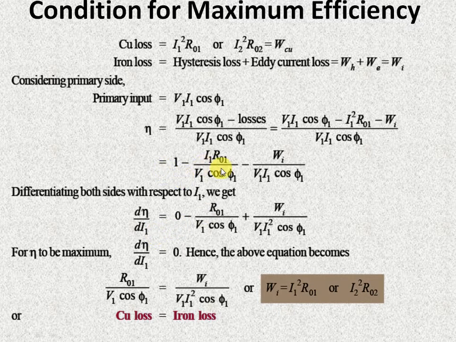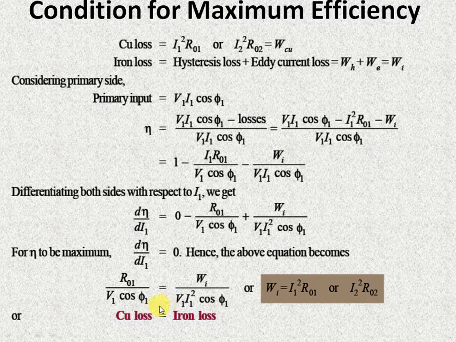So while taking the first derivative of this term, we are taking the derivative with respect to current because the current is the only variable component here. All others are constant terms. So we will be differentiating this equation with respect to current. We will be getting the term like this. Then further equating it to 0 in order to obtain the condition for maximum efficiency, we will be getting the relation like this.